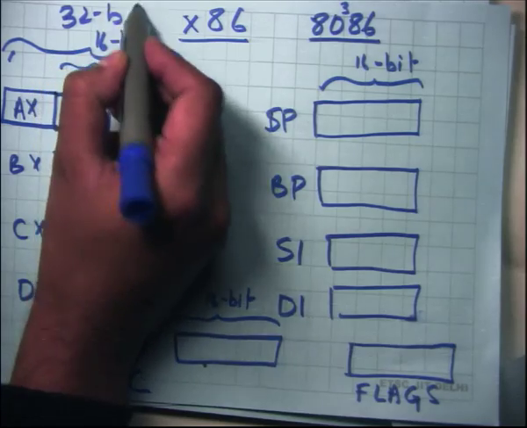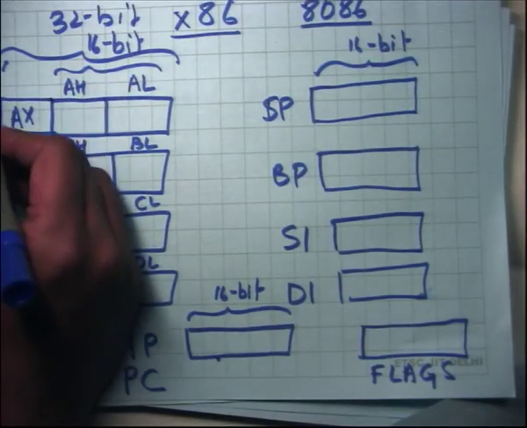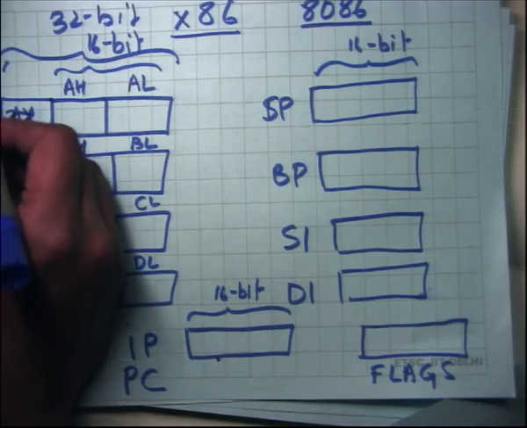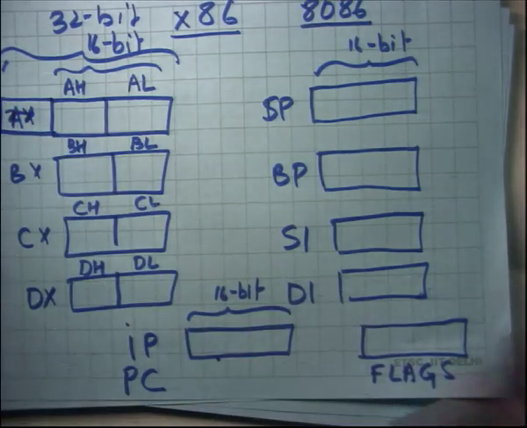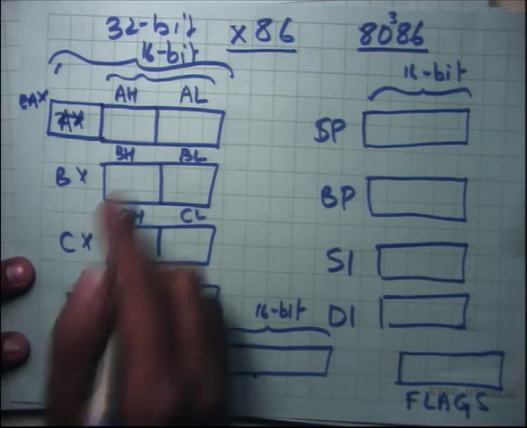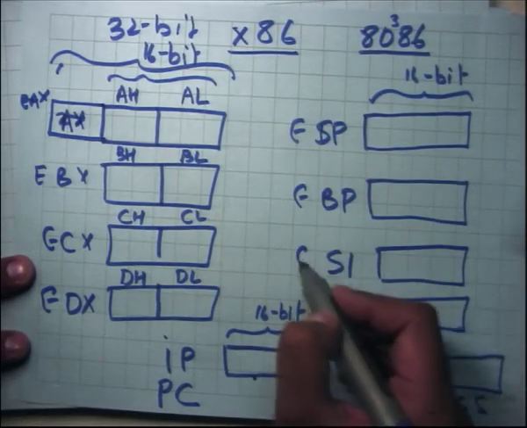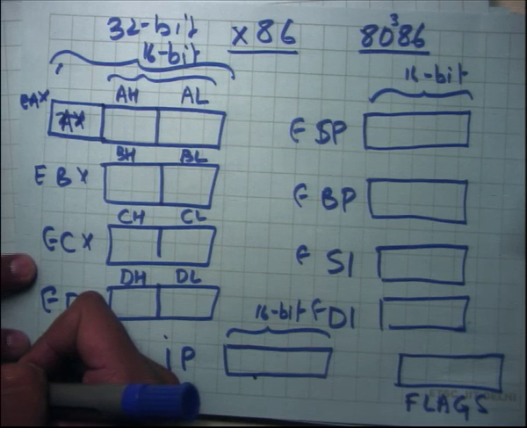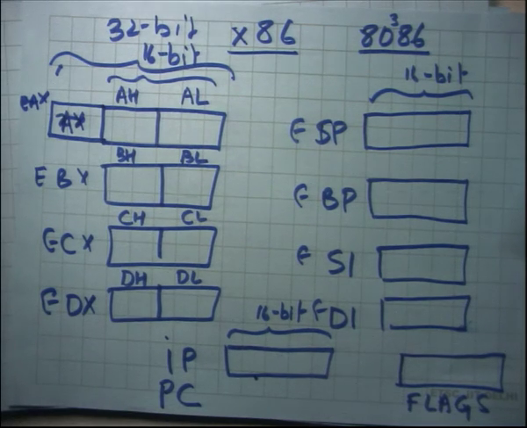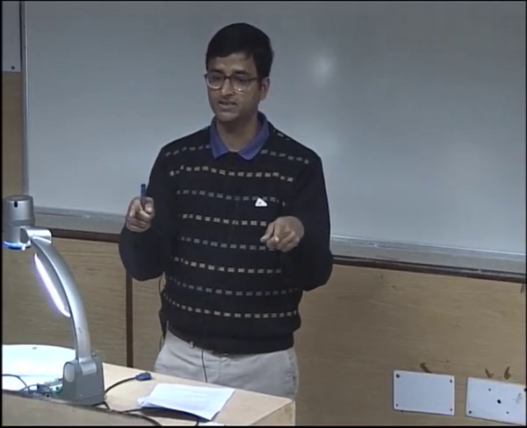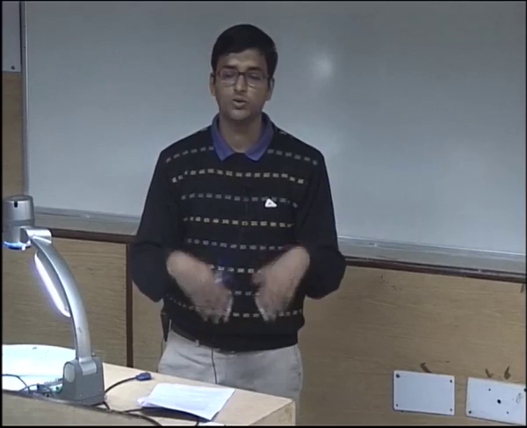This becomes 32-bit, and the new name of this register is EAX, extended EAX, right? Similarly, this becomes EBX, ECX, EDX, ESP, EBP, ESI, EDI. So all these registers get extended by an extra 16 bits, and they are renamed to ESP, EBP, etc. They still allow you to access the lower 16 bits of a register by using the old names. So you can still say AX, and that will mean the lower 16 bits of EAX, right? Or you can say SP, and that will mean the lower 16 bits of ESP.